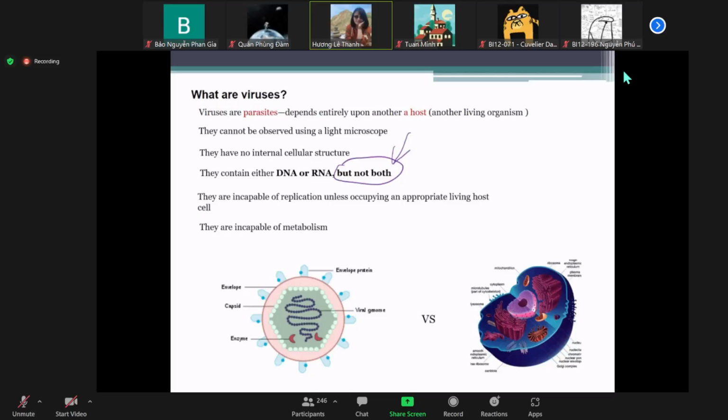Because no metabolism occurs, they have no increase in size. They just contain DNA or RNA coated with protein outside. No metabolism happens, no replication without living host cells. They are parasites, and they are too small. That is all the characteristics of the virus. And scientists now estimate that there are roughly 10 to the power of 31 viruses.